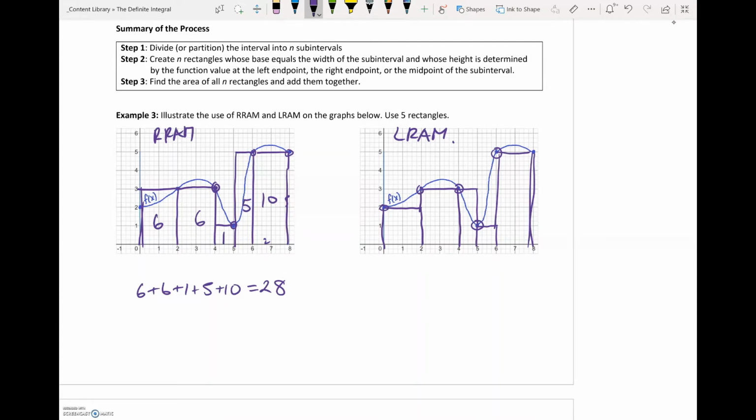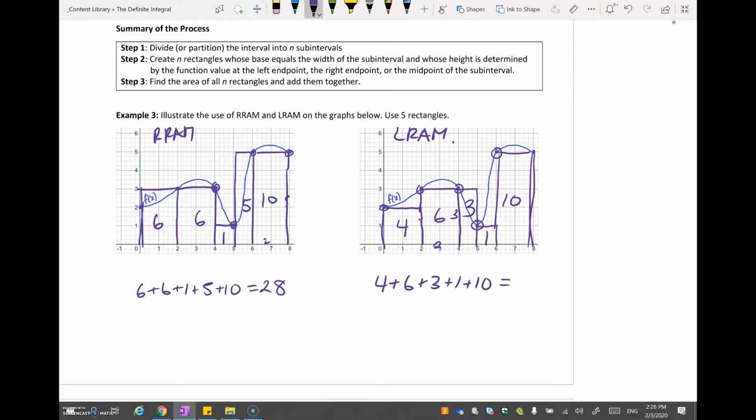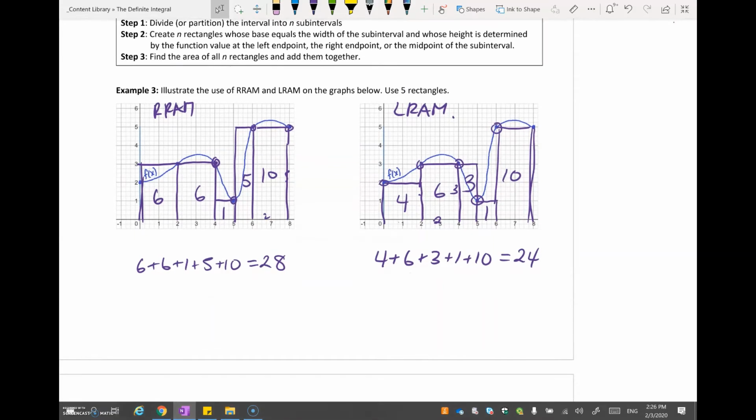Again, we're going to find the area for each rectangle. So this is 2 times 2, which is 4. Again, 2 times 3, which is 6. 1 times 3, which is 3. 1 times 1 is 1. And then 2 times 5 is 10. We add these all up from the 5 subintervals, and this will be 24. So as you can see, our RRAM is an overestimation, and our LRAM is an underestimation. And if you calculated the MRAM, you would get something in between.